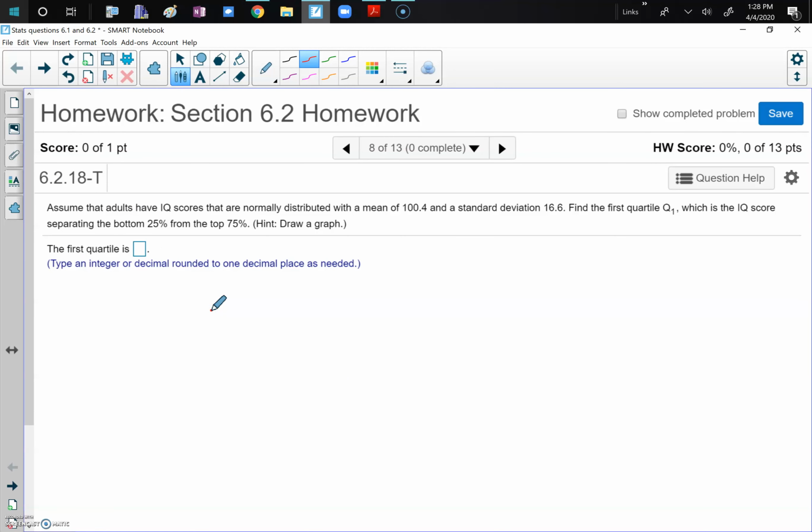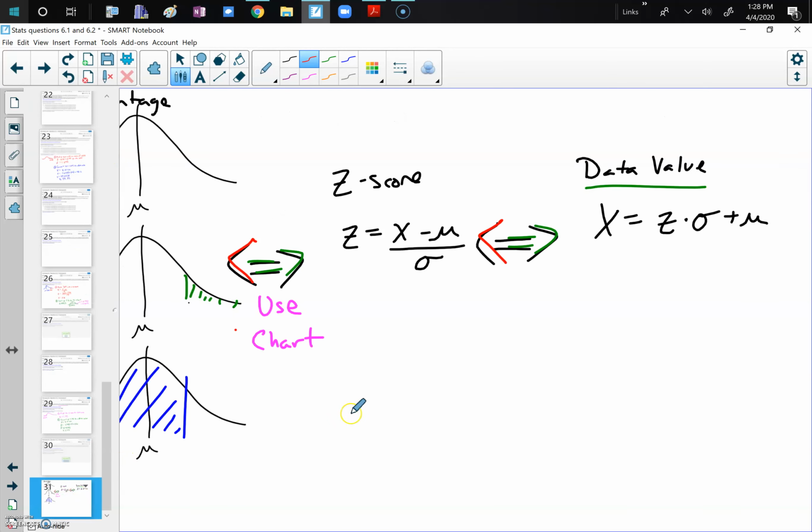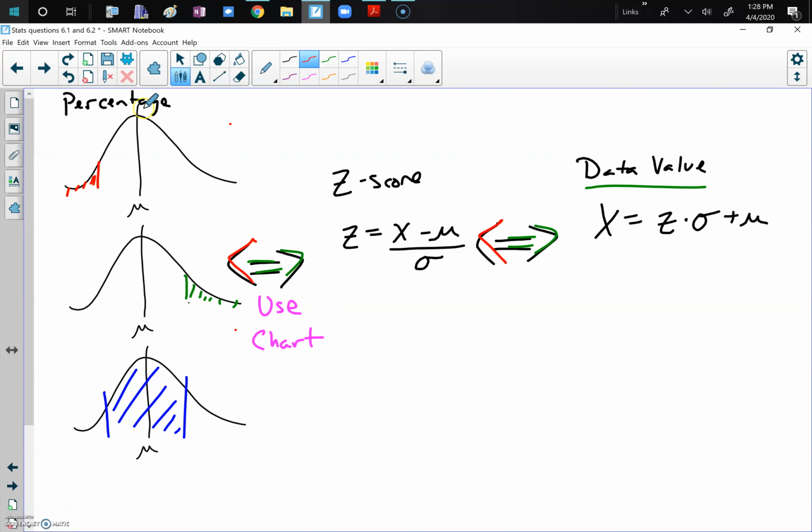So this particular problem is problem 8 from homework 6.2. We can see that they gave us a percentage, right? They want to know the first quartile, which is the 25%, or the lower 25% of my data. So if I go back to the graphic we have here, they gave me this. I'm looking at the lower 25%, and I ultimately want to come out with a data value. So I'm working from the left to the right in our graphic. I would look up the 25% in my z-chart to determine my z-score, and then I would use this formula to determine my data value.